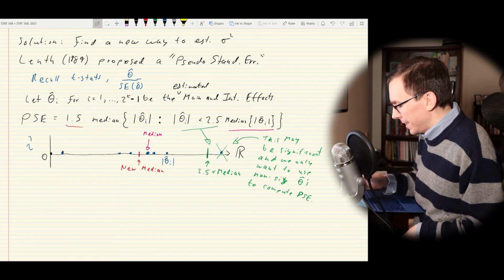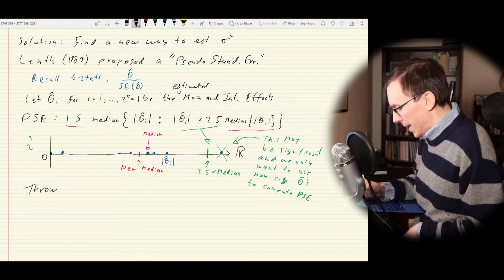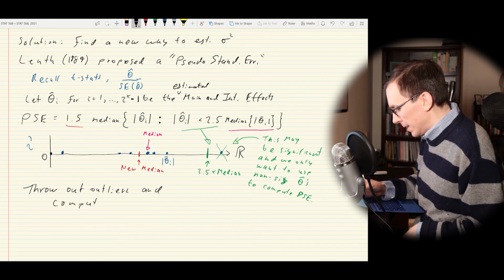So the idea is: throw out outliers and compute the new median.